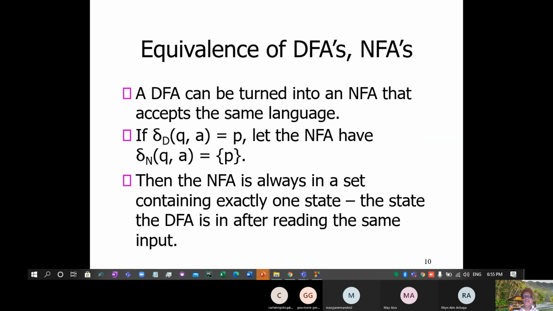A DFA can be turned into an NFA that accepts the same language. Okay, so pasabot ana, kanang DFA can be turned into an NFA that accepts the same language. So ang DFA pwede nimo mahimong NFA. Ang NFA pwede pod nimo mahimong DFA pero naay mga NFA nga lisod kayo himoong DFA, mao nang mas preferred nga ipabilin lang siya nga NFA. Kay naay mga process nga lisod kayo i-determine. Okay?